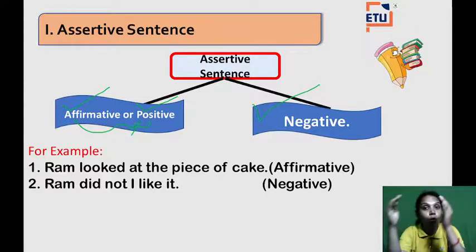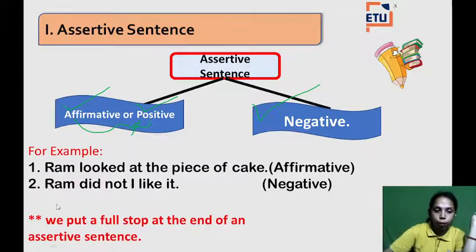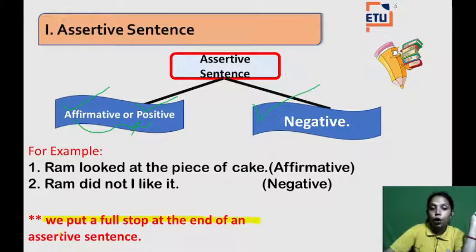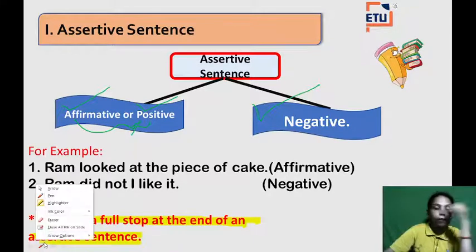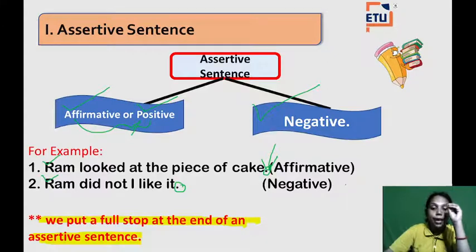So, let me complete, then we will go for further details. What is affirmative sentence and what is a negative sentence? Okay, let's go for the next part. Remember another very important part. We should put a full stop at the end of the assertive sentence. When that is a statement, assertive sentence or a declarative, all three are the same. We should always put this full stop at the end. Remember this. And we all know that every sentence starts with a capital letter. That's okay, but all assertive sentences should always end with the full stop. That's it.